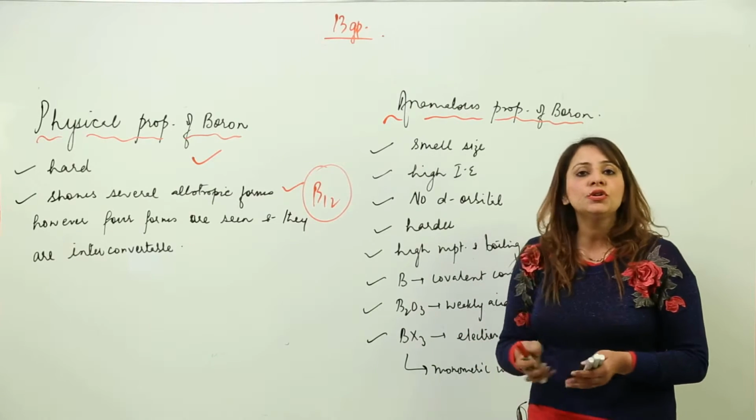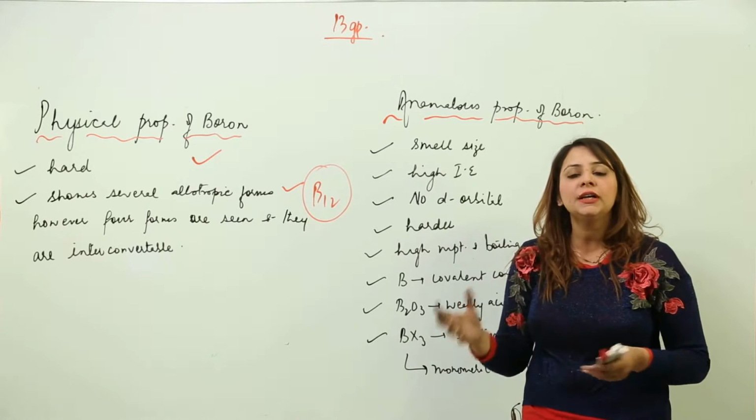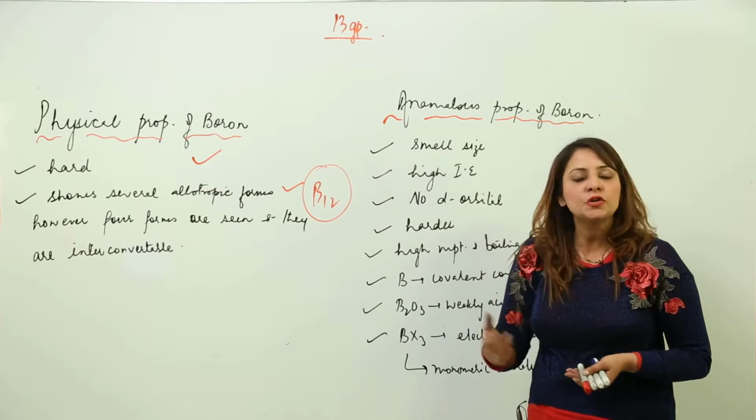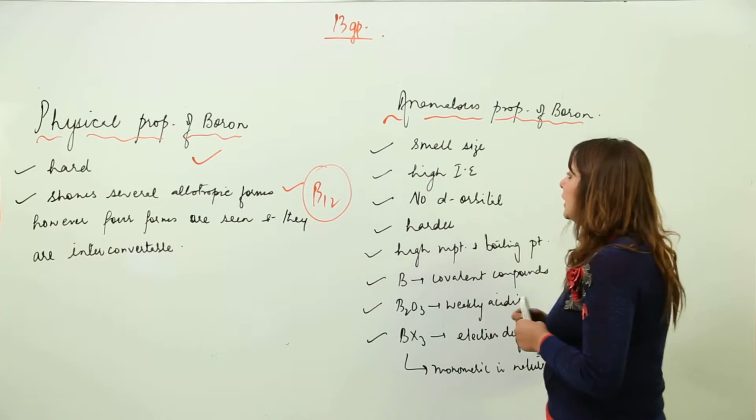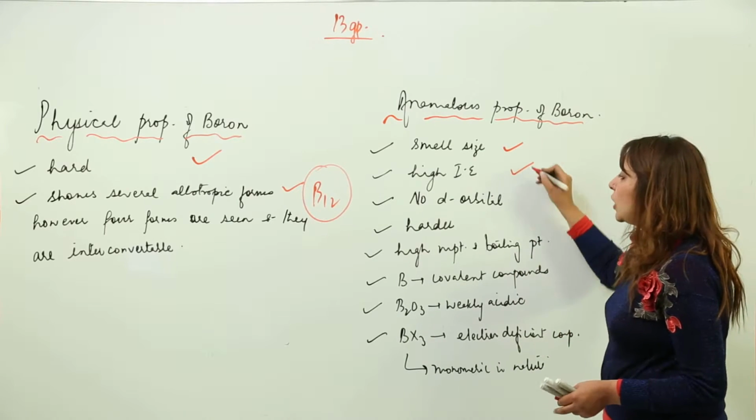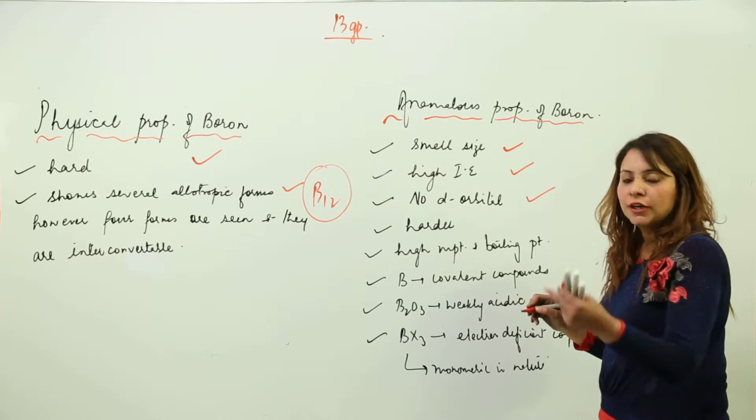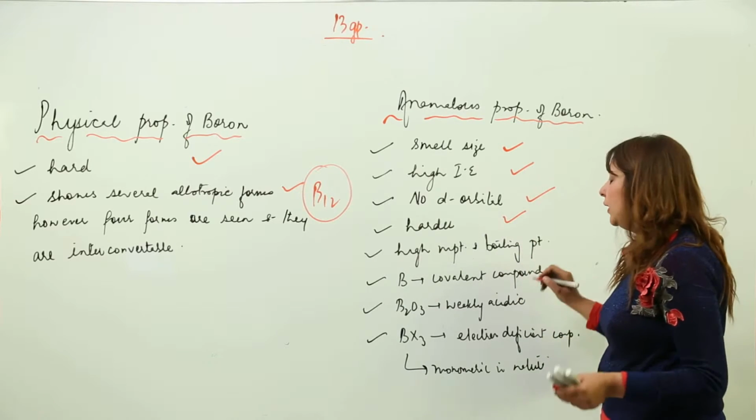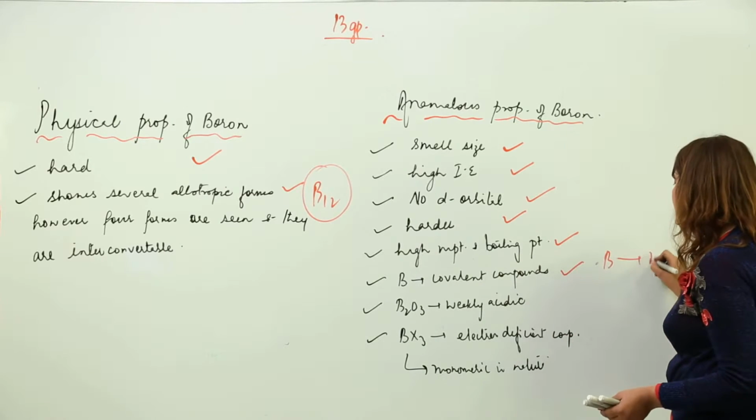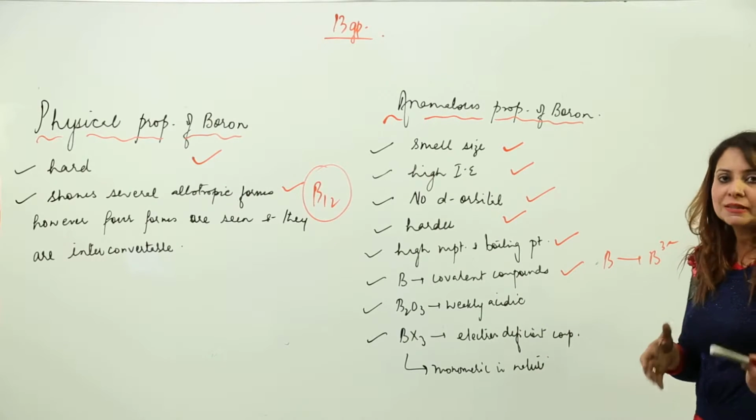So it's time to see the anomalous properties of boron, that what kind of different characteristics it has shown that makes it a special element of the boron family. That it is smallest of all, exceptionally small size, due to which high ionization energy, no d orbital, so cannot extend its coordination number, harder than all, high melting and boiling point, and we have seen that we cannot convert into B3 positive because it requires a huge energy which is not present there.